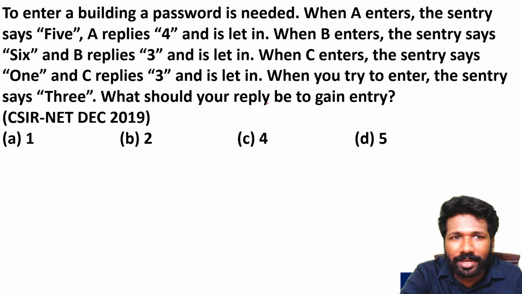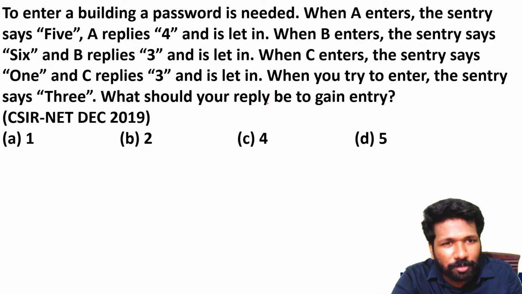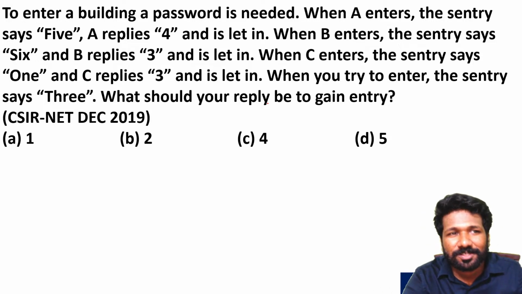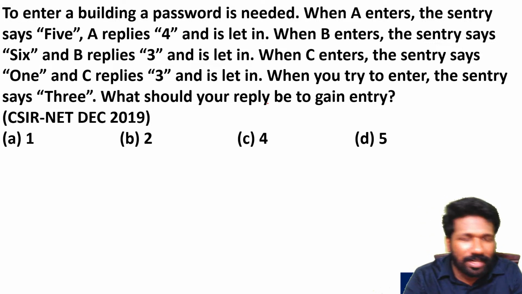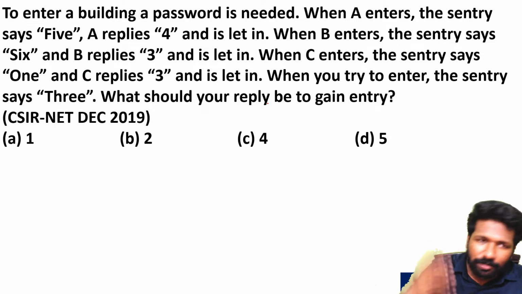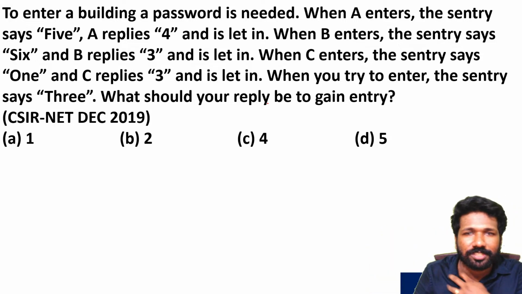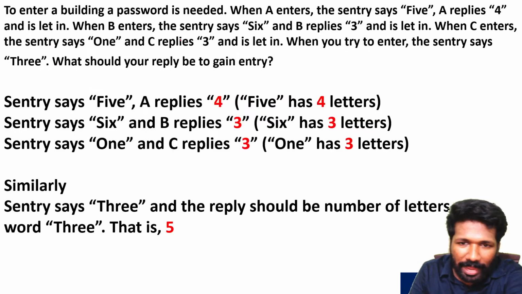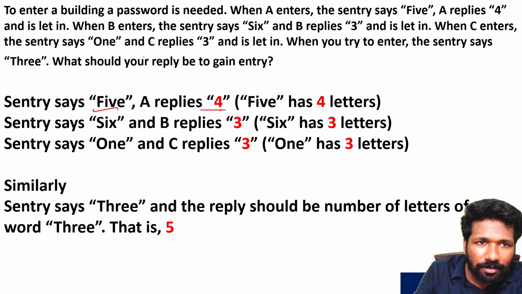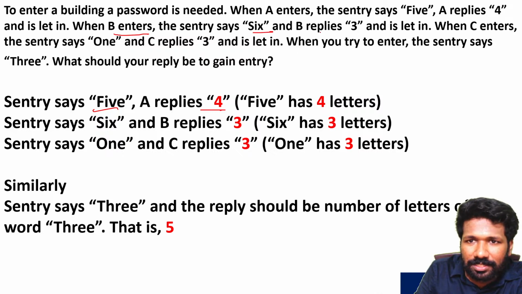How? To enter a building, as I told, the build up to the question is a little different from the previous questions. To enter a building, a password is needed. When A enters a sentry, sentry means the guard or the person, or the system, that is allowing you inside, the sentry says 5 and the reply was 4. So the answer to 5 is 4. B enters, sentry says 6. Reply was 3. So the answer to 6 is 3. And sentry says 1. Reply is 3. So for 1, the reply is 3.